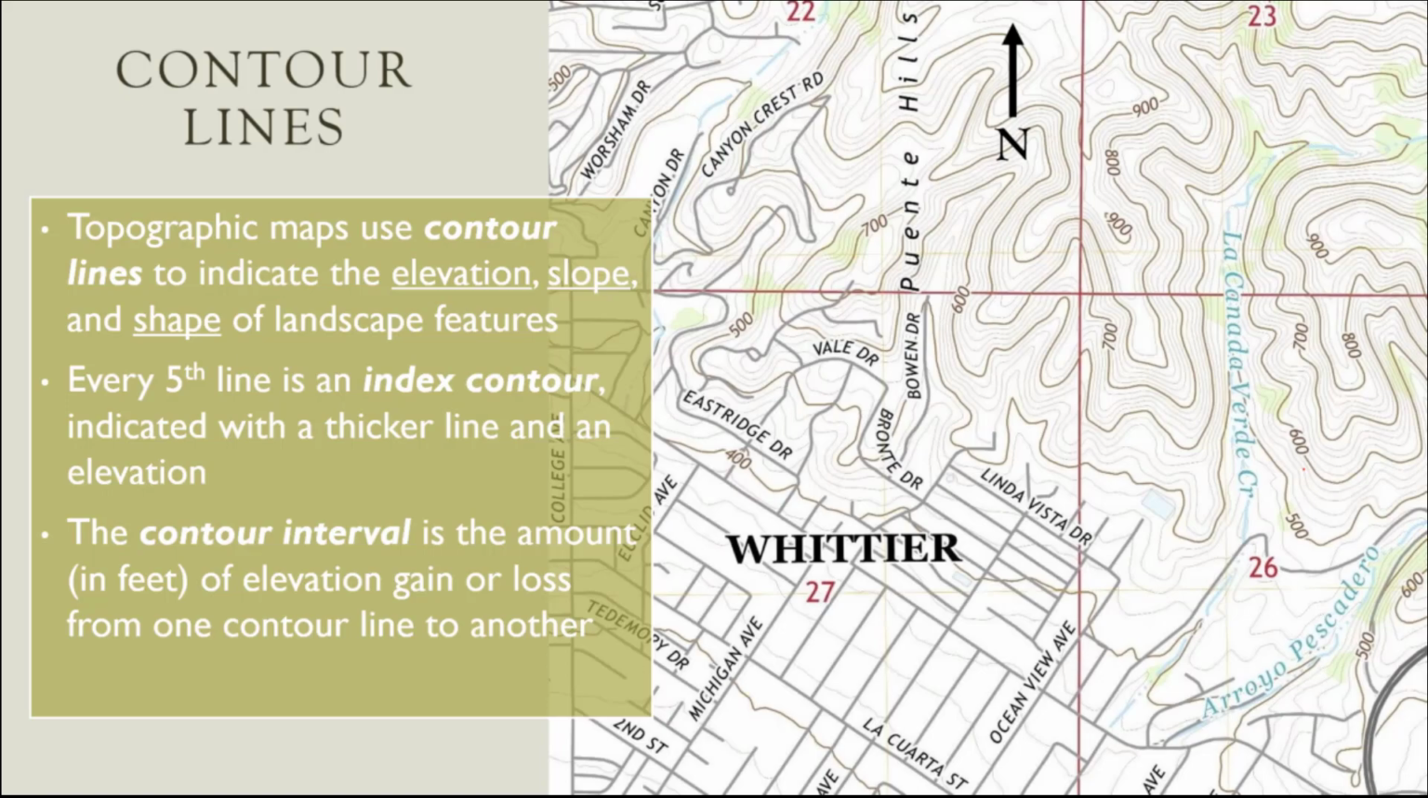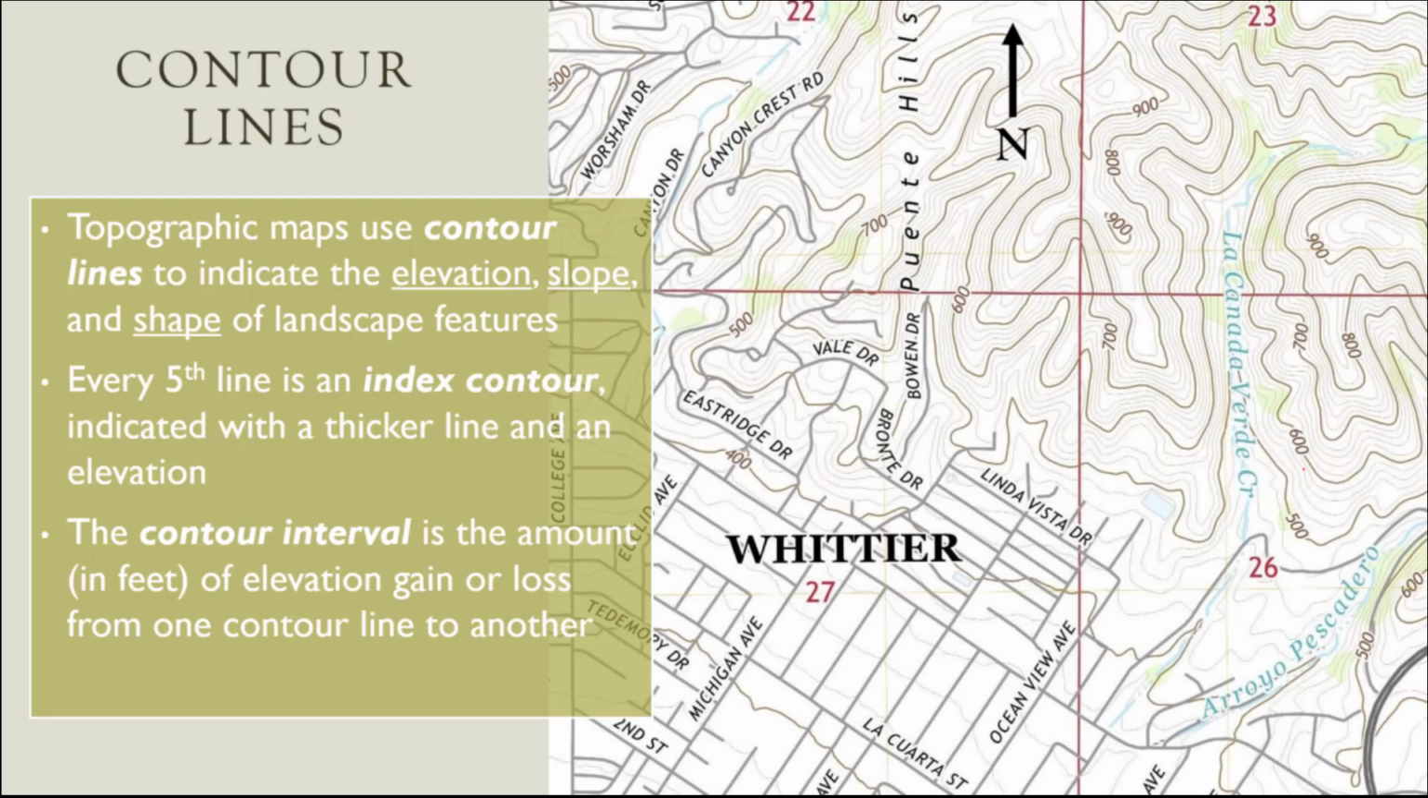Contour lines are the definitive characteristic of topographic maps. These lines are shown in brown on land and blue on water, and are drawn to connect points of equal elevation. With a little practice, a viewer can interpret the elevation, slope, and shape of the landscape.